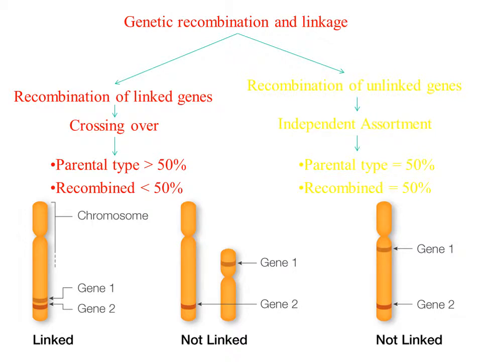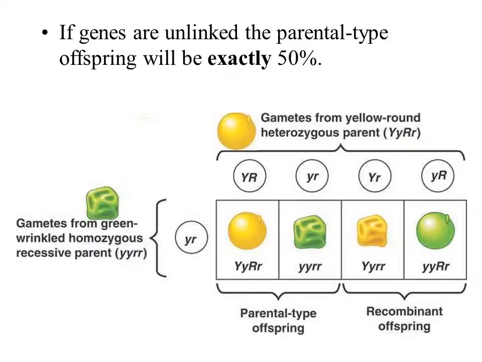So therefore, based on my decoder key, we're going to follow the red. Recombination of linked genes must have occurred. And to get the recombined types, crossing over must have taken place. If the genes were unlinked, the parental type offspring lookalikes would have been exactly 50%. We didn't have that in the previous cross.